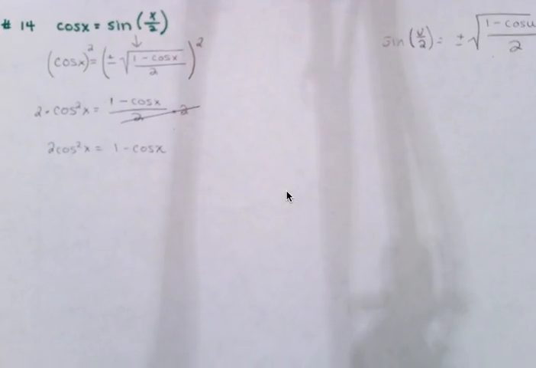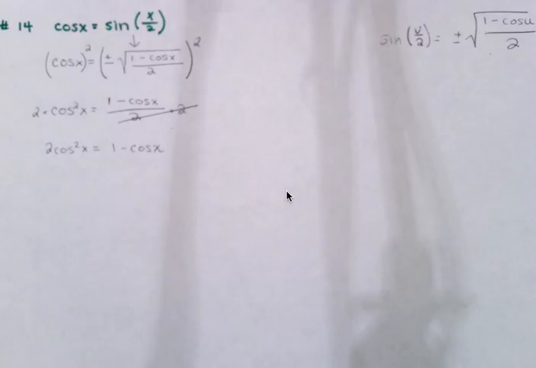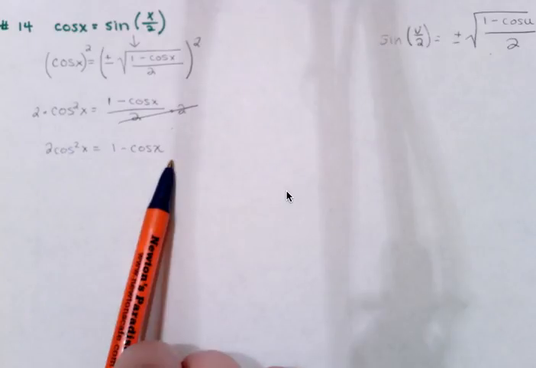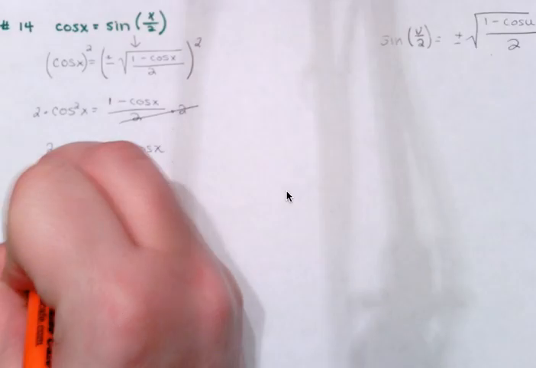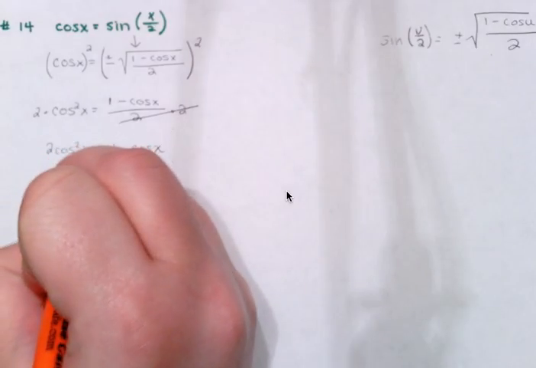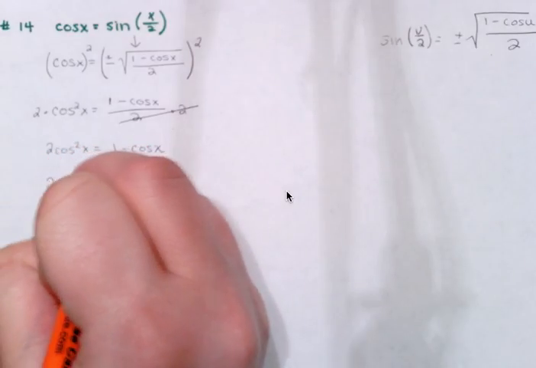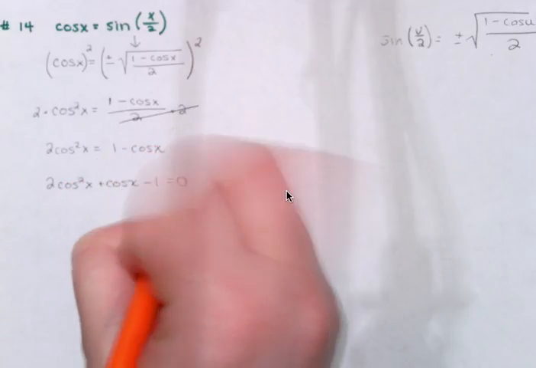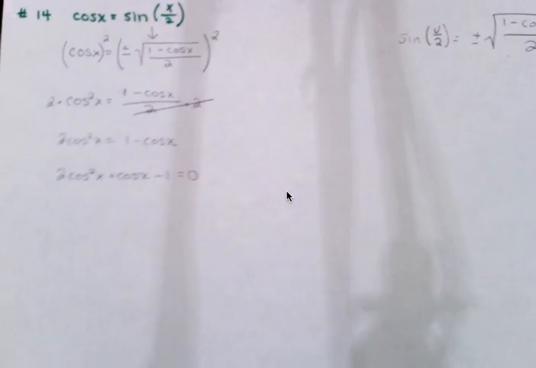And being more advanced in math and having done it for so long, I already noticed I'm going to have a squared and a regular, so it's going to end up being quadratic. So I'm going to move everything over. I'm going to end up with 2 cosine squared x plus cosine of x minus 1 equals 0. This is just a quadratic in disguise.